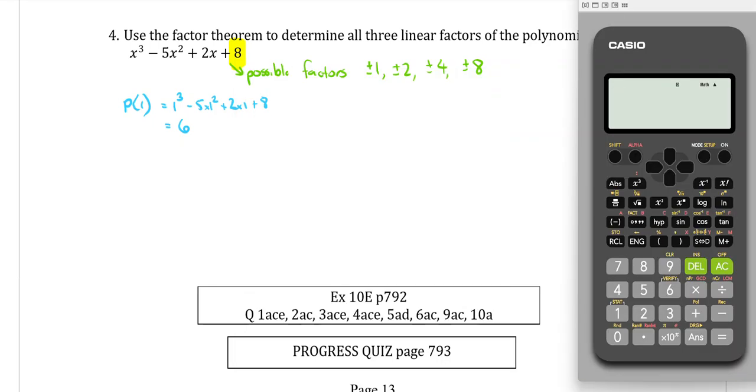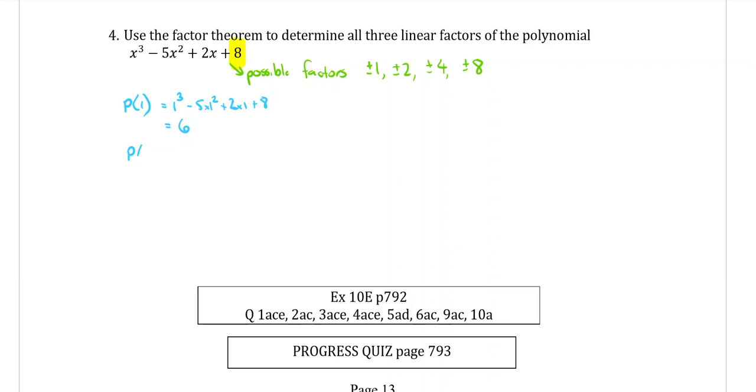We're going to go 1 cubed minus 5 times 1 squared plus 2 times 1 and then plus 8. So there's the 6. So it didn't work. If I keep that in my calculator, I can now easily check the other ones and hopefully not have to retype it every time.